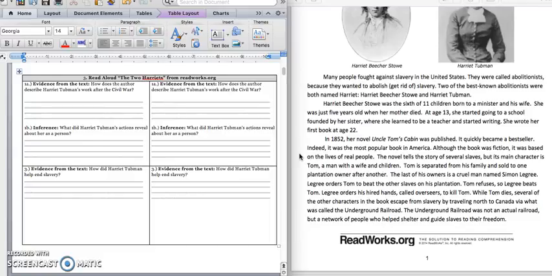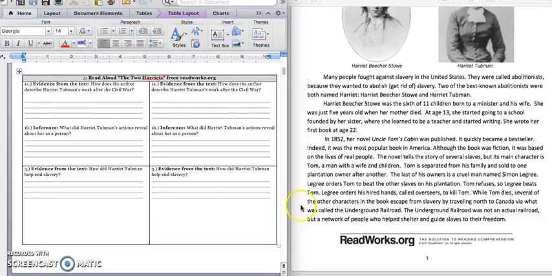The novel tells the story of several slaves, but its main character is Tom, a man with a wife and children. Tom is separated from his family and sold to one plantation owner after another. The last of his owners is a cruel man named Simon Legree. Legree orders Tom to beat the other slaves on his plantation. Tom refuses, so Legree beats Tom. Legree orders his hired hands, called overseers, to kill Tom.